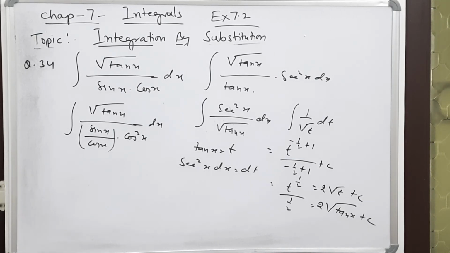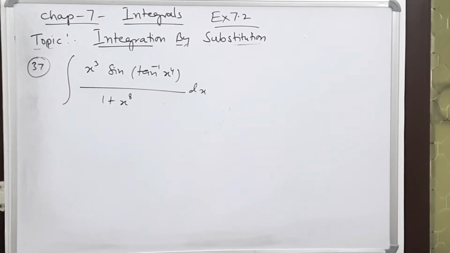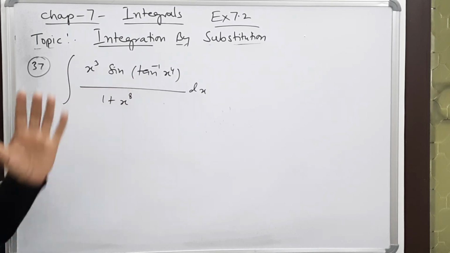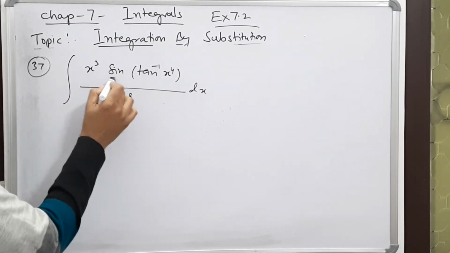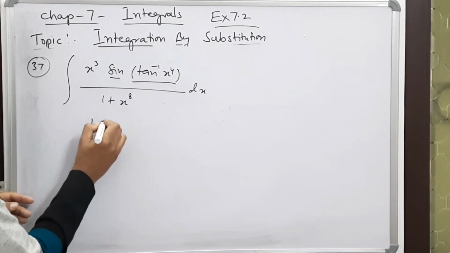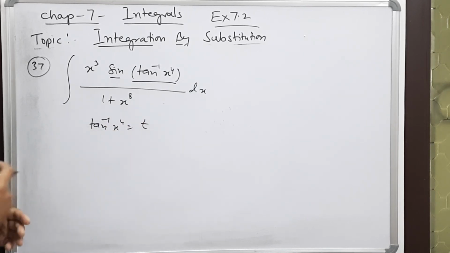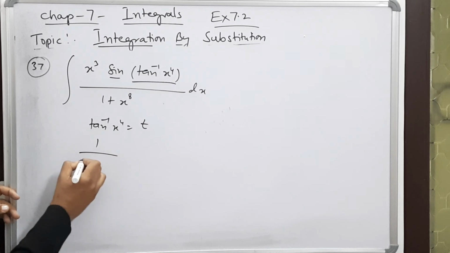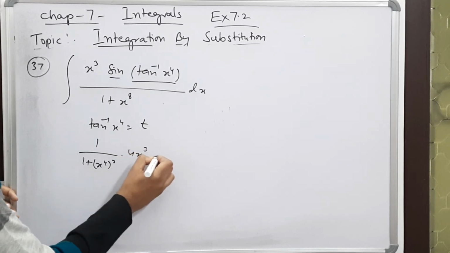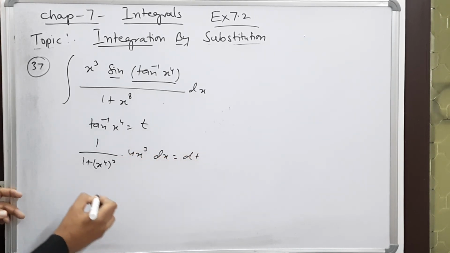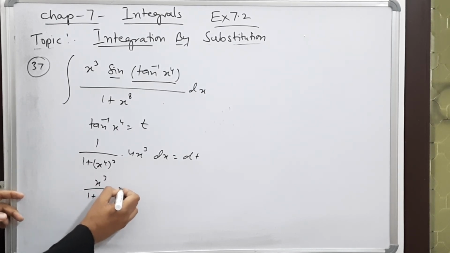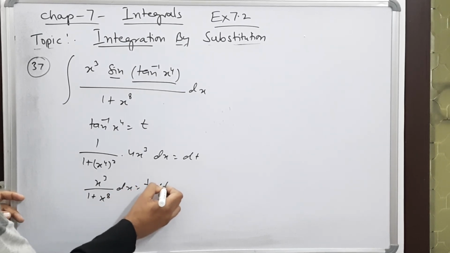I am taking the last problem, one more problem. Yes, now you see one of the complicated sums, but it is very simple. Here it is sin x that should be there, but here some other function is there. So we take tan inverse x power 4 as t. So the derivative is 1 upon 1 plus x power 4 whole square and 4x cube dx is dt. So here x cube upon 1 plus x power 8 dx is 1 upon 4 dt.